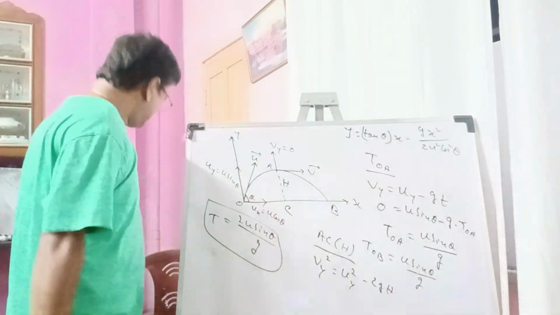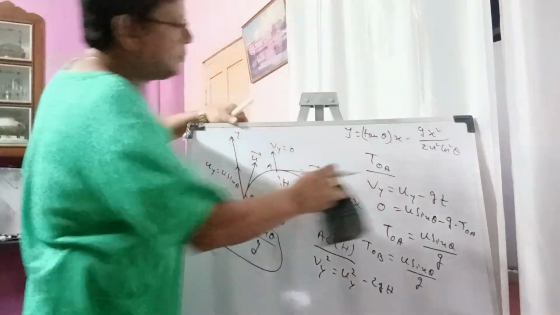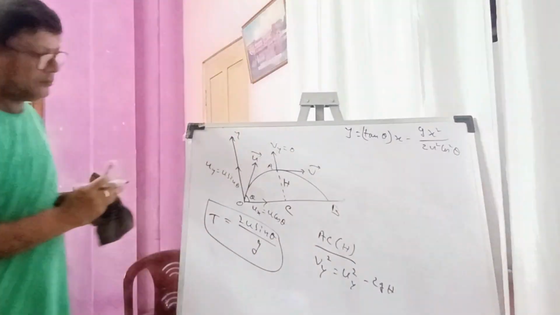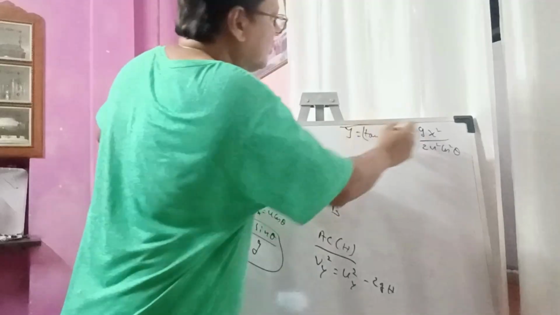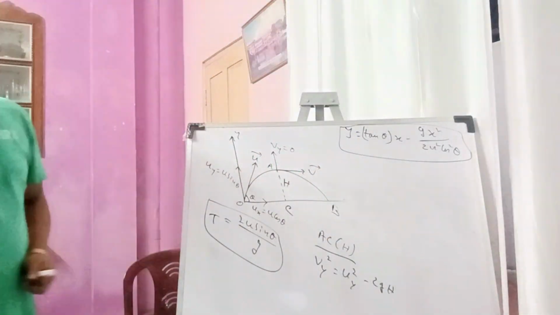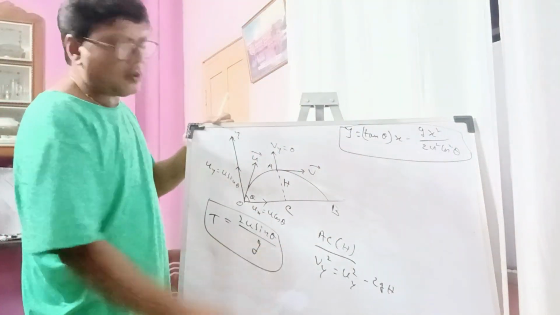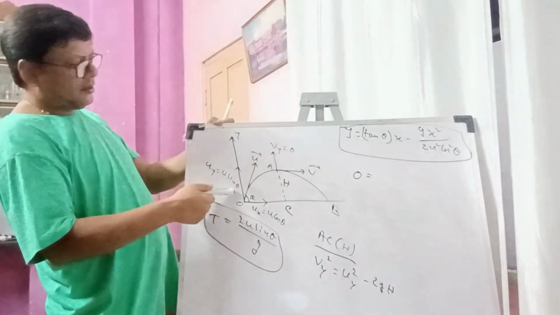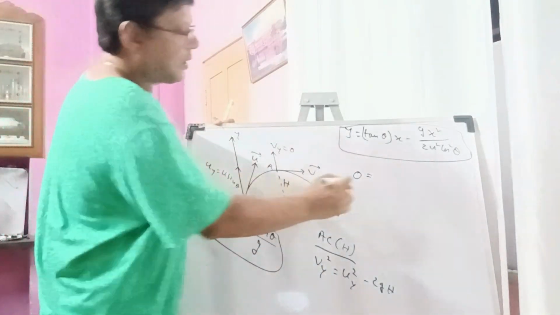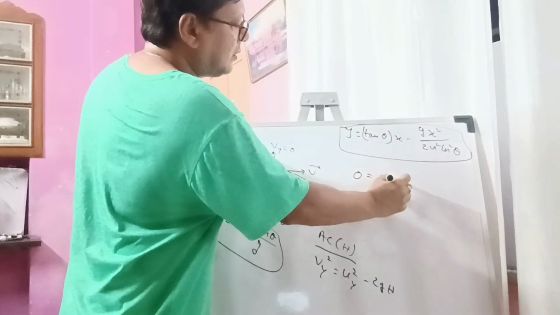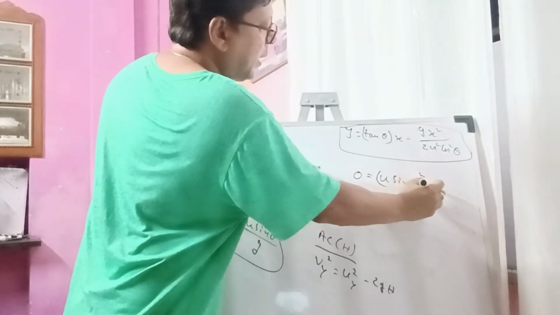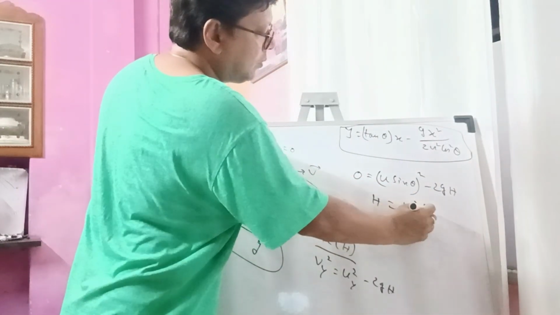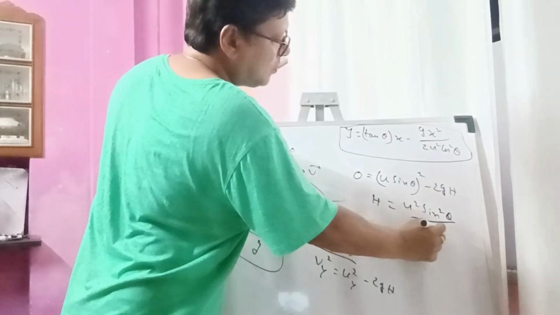What will be Vy square? Vy square will be 0. I am using this because it has already been done. What is Vy square? 0. So 0 equals Uy square, that means u sin theta whole square, so u square sin square theta will come in, minus 2gh. From here, h equals u square sin square theta by 2g.